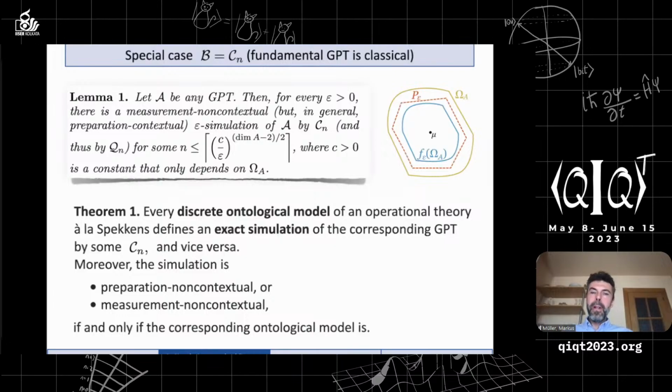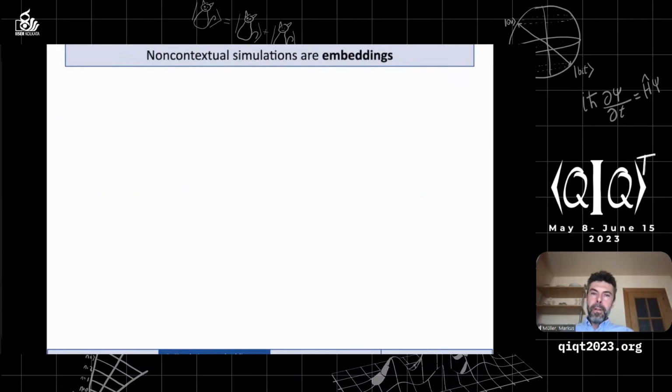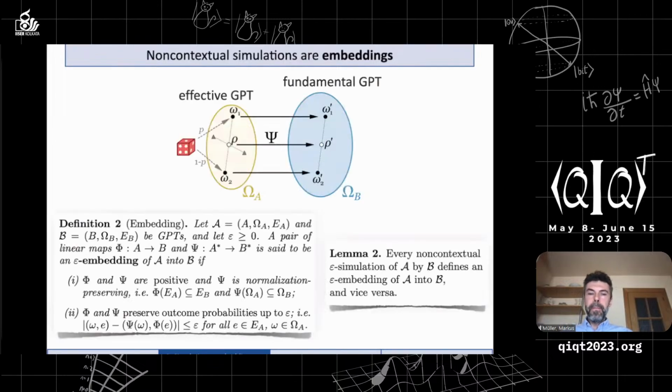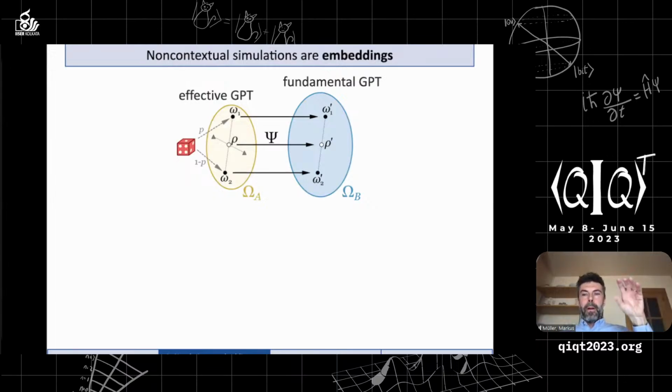But we do it more generally because B can be anything; in particular, B, the fundamental theory, can itself be quantum. Turns out that non-contextual simulations have a very simple property. They are embeddings, linear embeddings. So this means that in the effective theory, when you prepare a mixture of states, this must be simulated by a mixture of fundamental states. And you have a linear map psi that maps the effective states to the corresponding fundamental states.